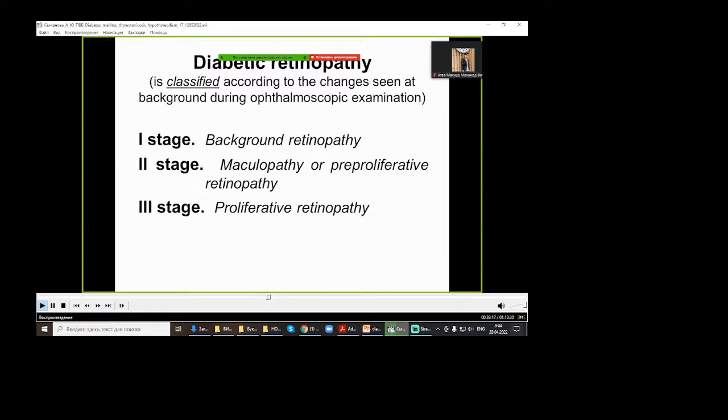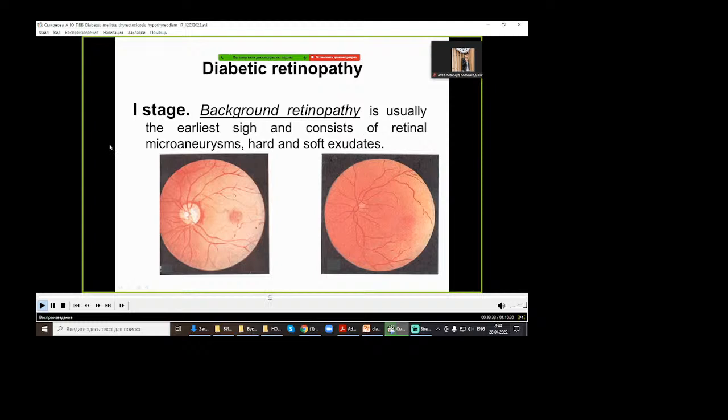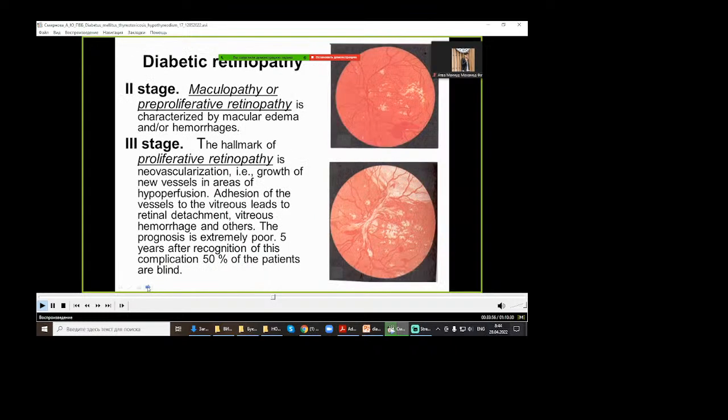The first stage, background retinopathy. The second stage, maculopathy or pre-proliferative retinopathy. And the third stage, proliferative retinopathy. The first stage, background retinopathy, is usually the earliest sign and consists of retinal microaneurysms, hard and soft exudates. Like on this slide, exudates. The second stage, maculopathy or pre-proliferative retinopathy, is characterized by macular edema and hemorrhages, like on this example, hemorrhages.